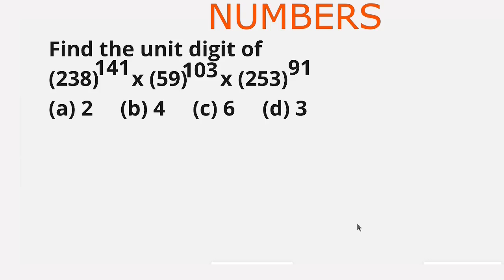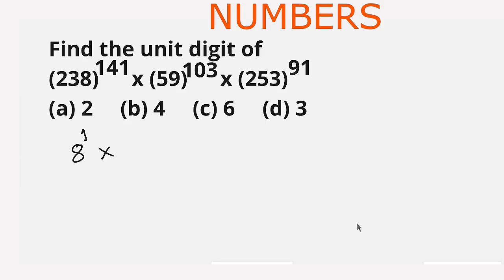So 141 when divided by 4: 4 times 3 is 12, 14 minus 12 is 2. We carry 1, it is 21. And 4 times 5 is 20, so 21 minus 20 is 1. So it will be 8 to the power 1, multiplied by 59 to the power 103.